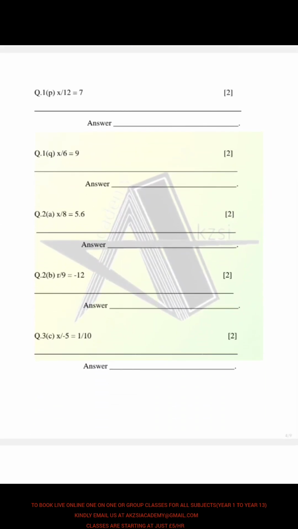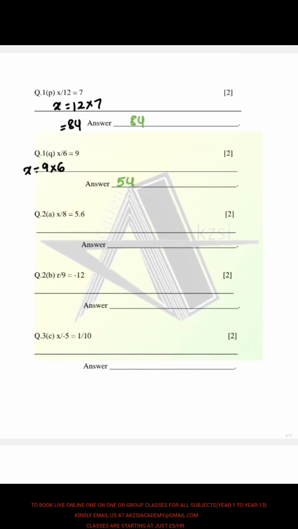Now this one, we have a fraction on one side and an integer on another side, which is very simple to solve. That means multiplying both the sides by 12, or you can cross multiply it with 12 into 7. So x equals 12 into 7, which will give you 84. So answer is 84. Next is the same. I need to multiply 6 to both the sides. It will give me x equals 9 into 6, which is 54. Next is again exactly the same.